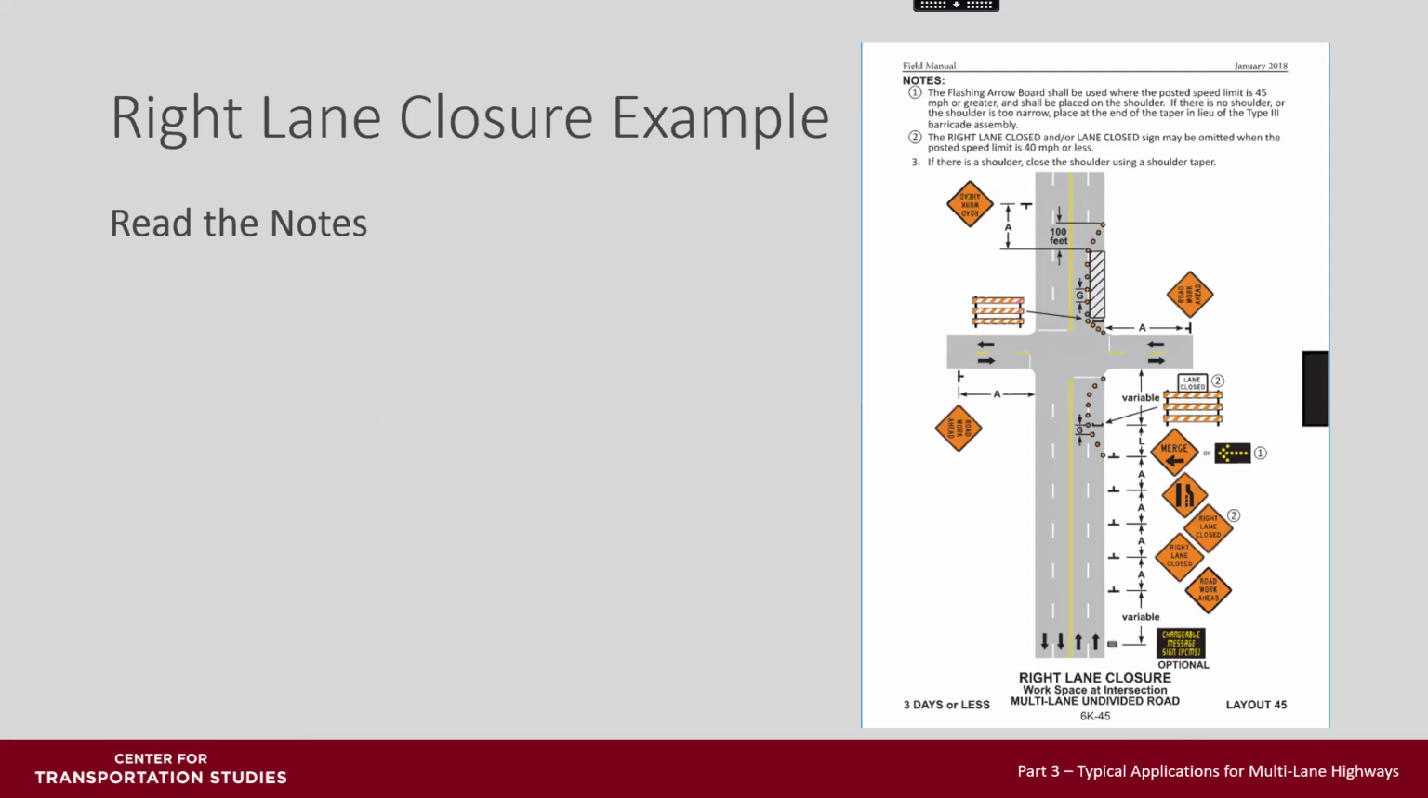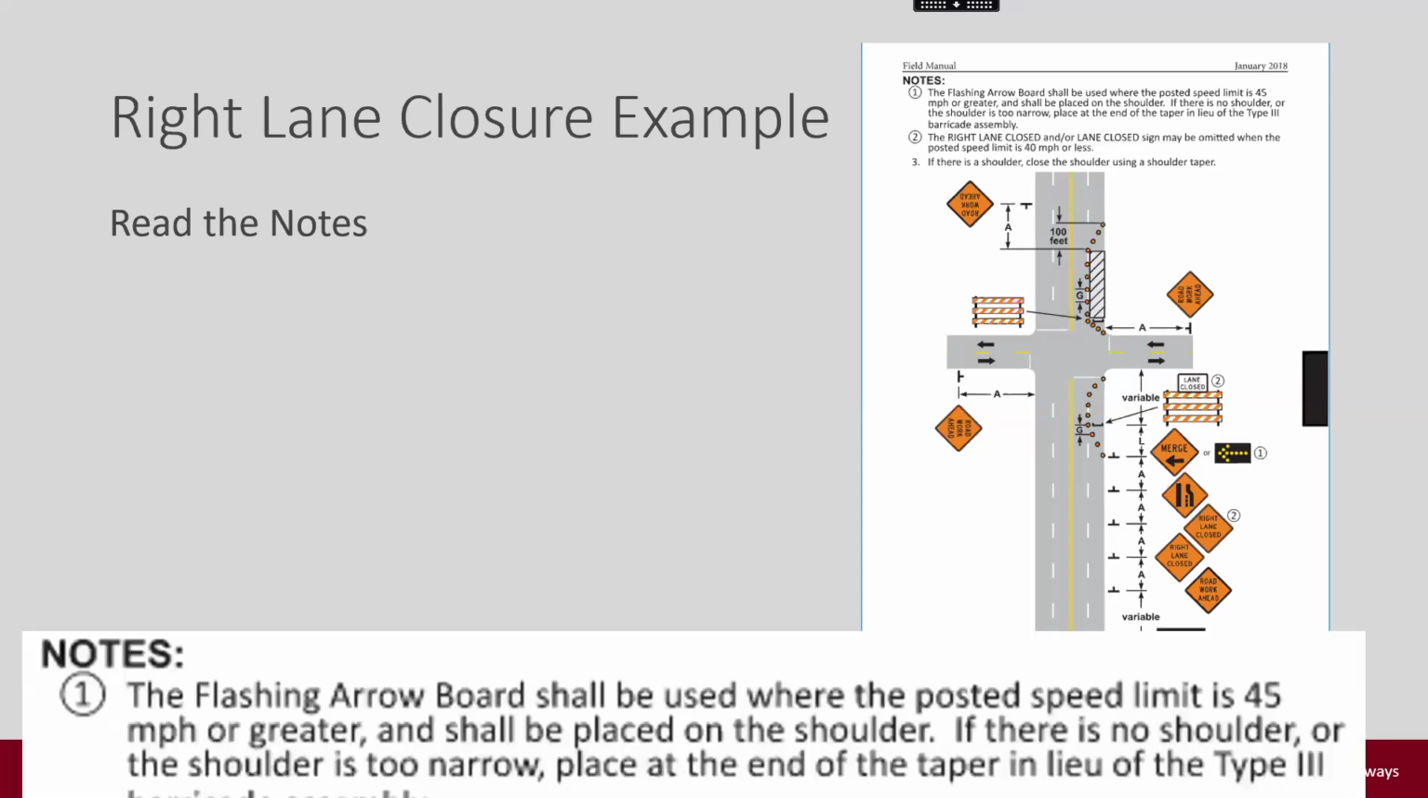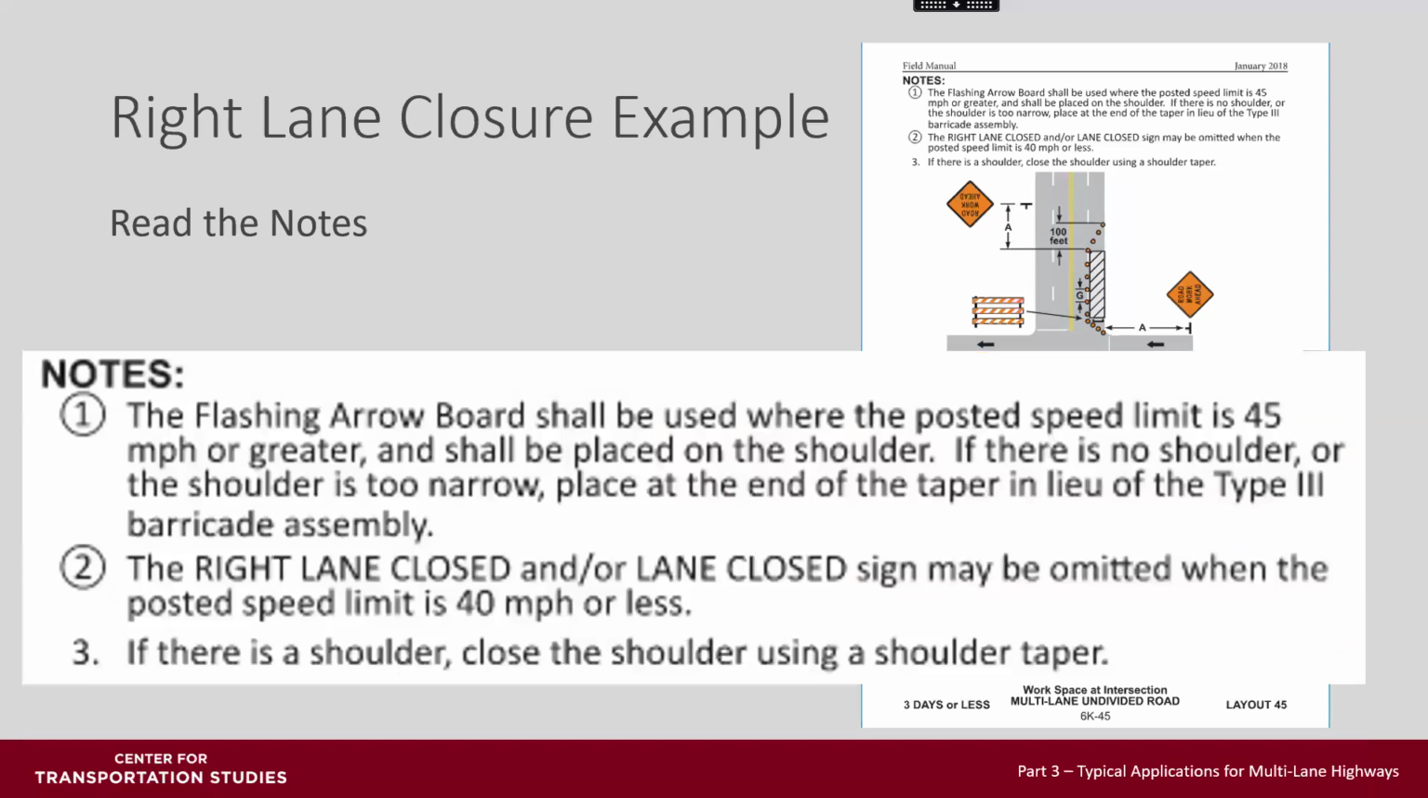Before getting started in the two sections we're going to talk about this morning, let's take a look at an example of a right lane closure setup to determine the location of temporary traffic control devices. The first thing, once you select the layout, is to read the notes to see if it applies to your situation. In this case, the flashing arrow board shall be used where posted speed limit is 45 miles per hour or greater and shall be placed on the shoulder.